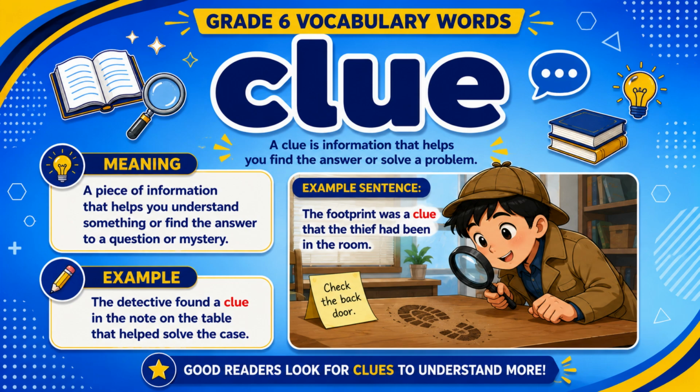Our next vocabulary word is clue. A clue is something that helps us find an answer or understand information. Clues can be words, pictures, or details in a text. For example, if a story says the sky became dark and people opened umbrellas, those clues tell us that it is probably raining.